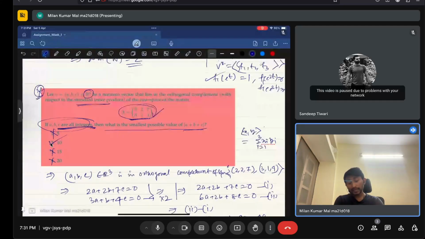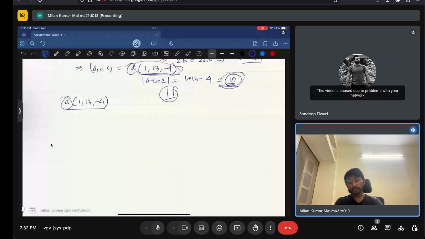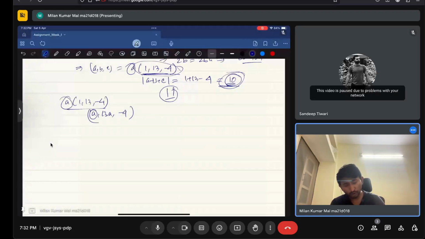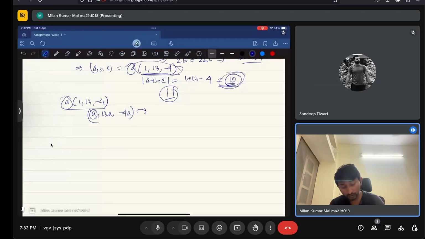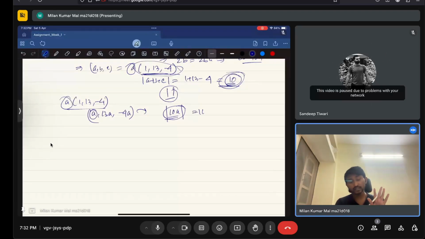Now if I want 13a and minus 4a to be integers, at least a should be an integer. So whatever the sum will be, that will be 10a, always 10a, and the mod of 10a, whatever a I may take, will be 10 into mod a. So now tell me, what is the smallest possible value of this by taking a as an integer?